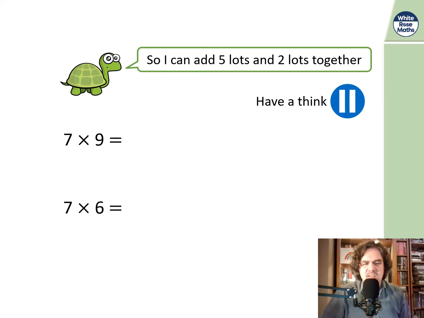Have a think about these 2 questions. How can you, using the tortoise's method of having lots of 5 and lots of 2 together, find the answers to these questions? Pause the video and have a go.